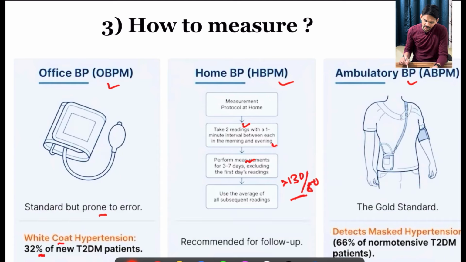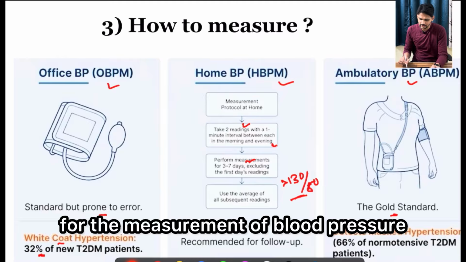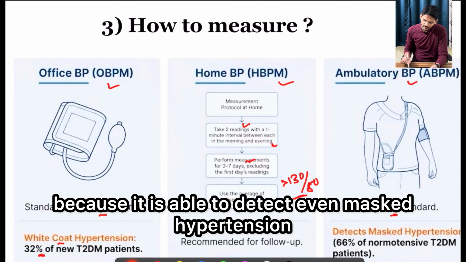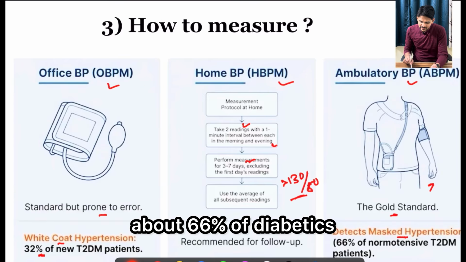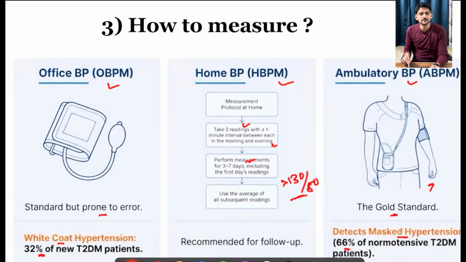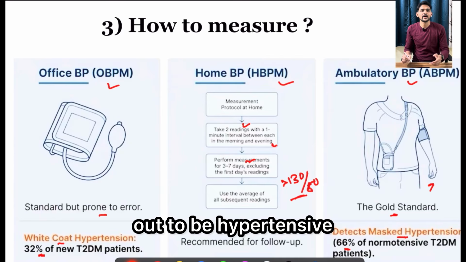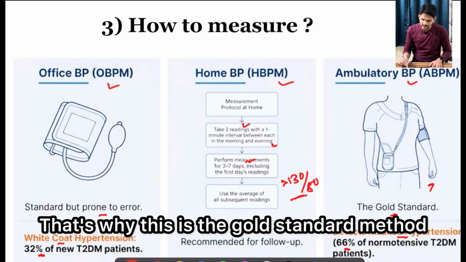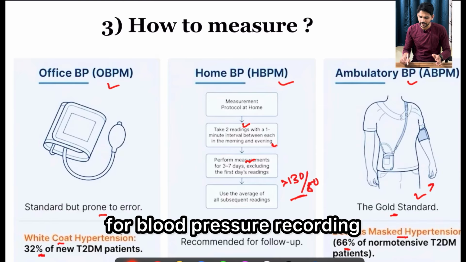Whereas ambulatory monitoring is considered the gold standard method for the measurement of blood pressure because it is able to detect even masked hypertension. So by using this particular method, about 66% of diabetics who are considered normotensive will turn out to be hypertensive. That's why this is the gold standard method. So these are some of the various measures for blood pressure recording.